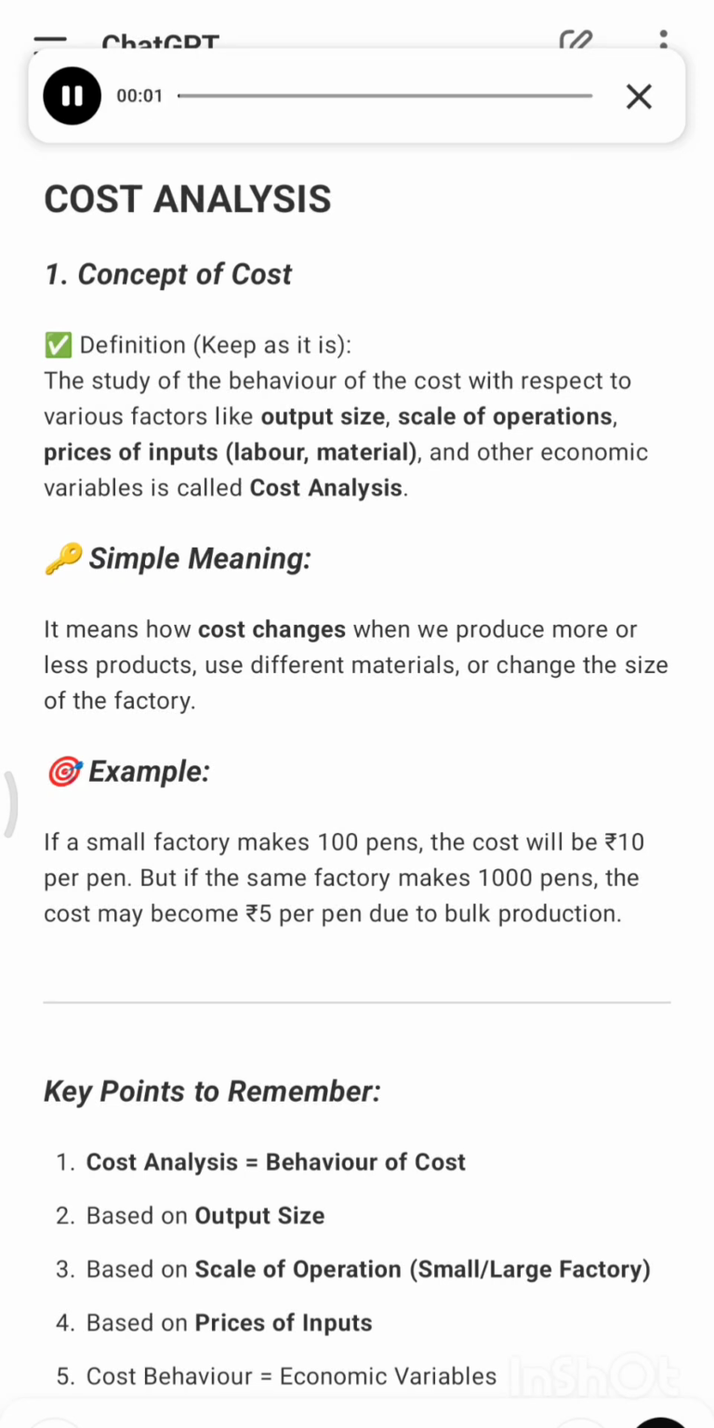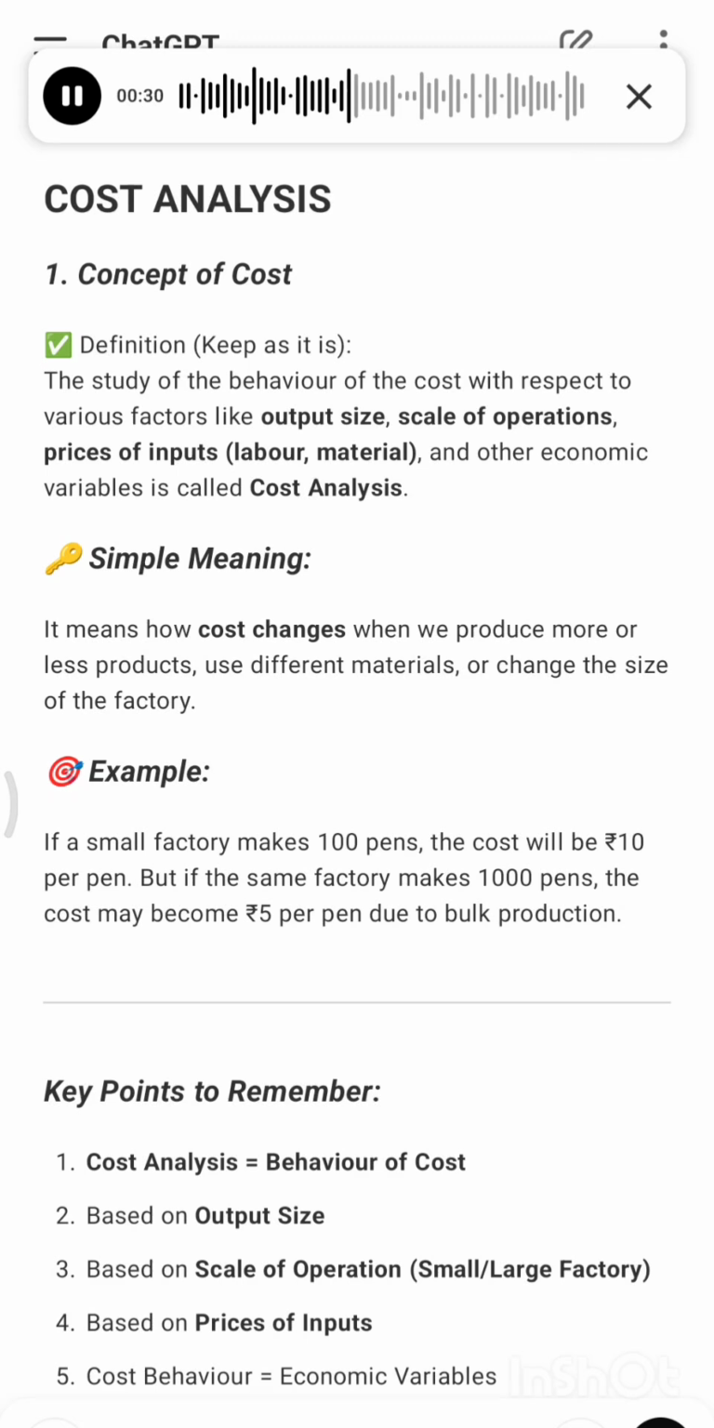Cost analysis. Concept of cost. Definition, keep as it is: the study of the behavior of the cost with respect to various factors like output size, scale of operations, prices of inputs, labor, material, and other economic variables is called cost analysis. Simple meaning: it means how cost changes when we produce more or less products, use different materials, or change the size of the factory. Example.